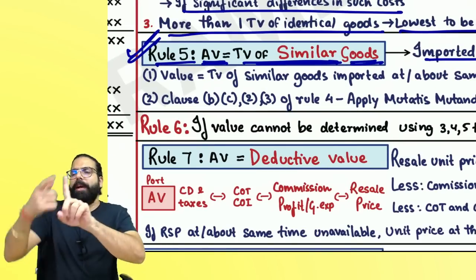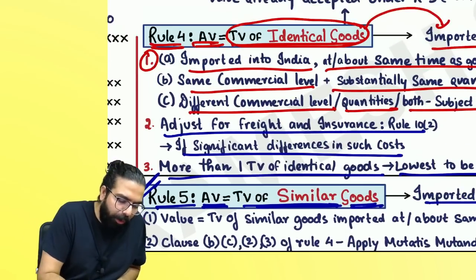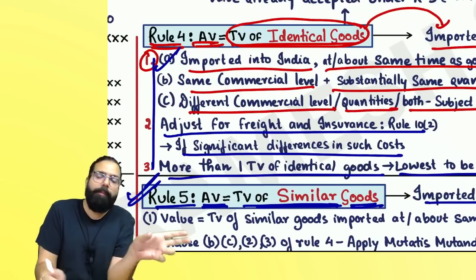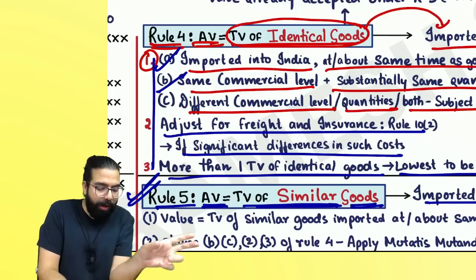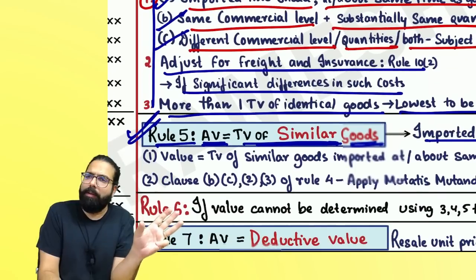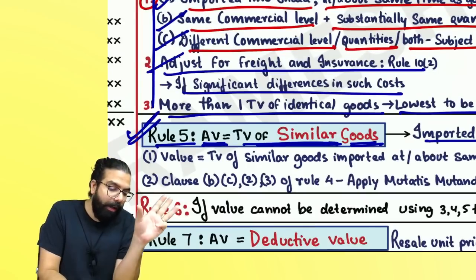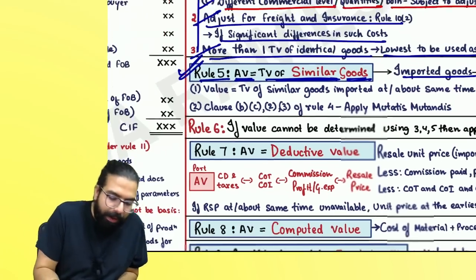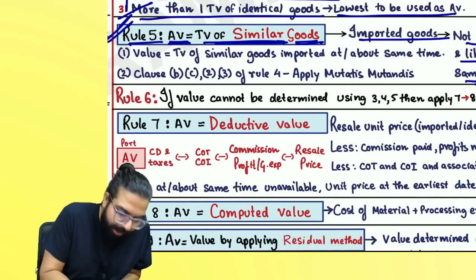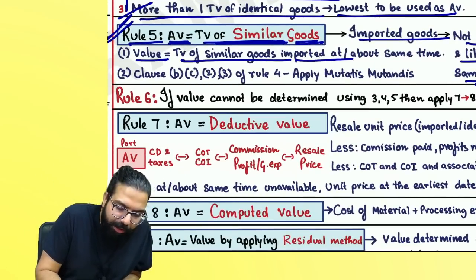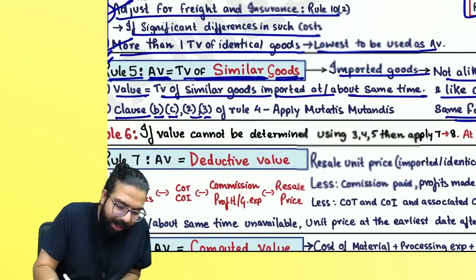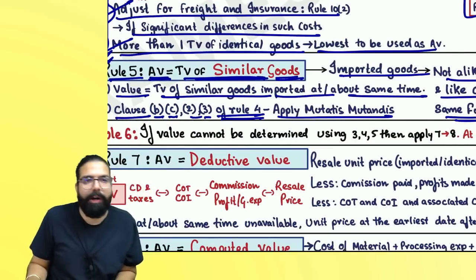Similar goods which were imported at or about the same time, same to same. Which similar goods' value will be taken? Those imported at the same commercial level and same quantity; if different commercial level, then adjustment will be done. Sir, adjustment for freight and insurance is to be done, and if more than one similar goods' value has come, they will take the lowest. That is why it is told the value will be the transaction value of similar goods at or about the same time. Clause B, C, 2, 3 of rule number 4 will apply mutatis mutandis.